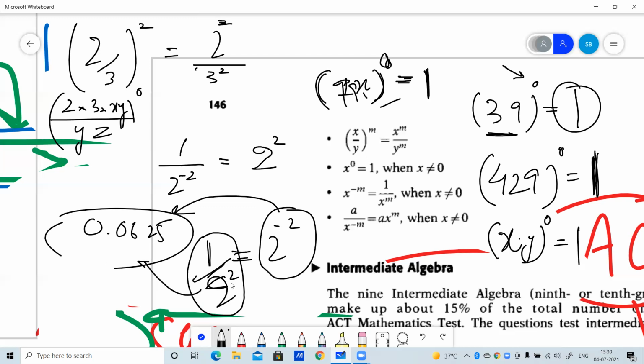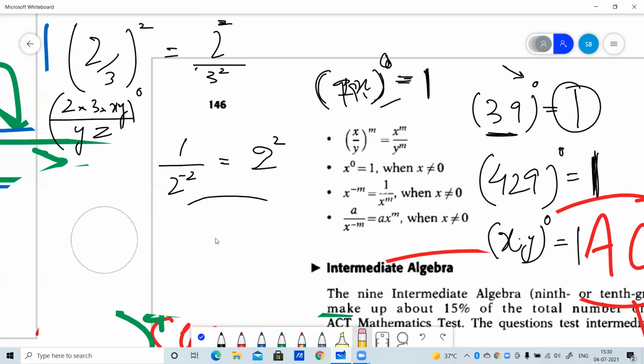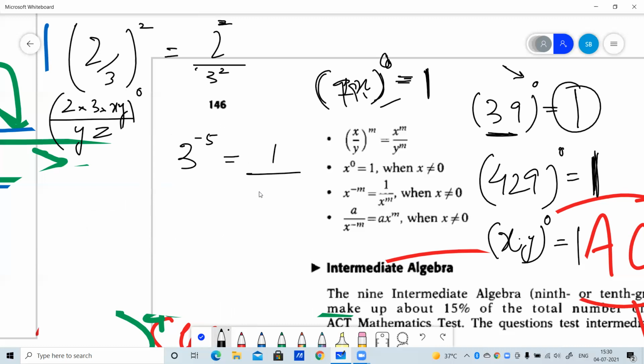So I can say that 1 divided by 2 squared is equal to 2 to the power -2. That means what is happening? The power is changing the sign. So you can shift them. You can shift the person who is on the first floor to the second floor, and the person who is on the second floor to the first floor, but you have to change the sign. You have to like change their dress or something. So for example, you're having 3 to the -5. If you want to write it in the denominator, how will you write it?